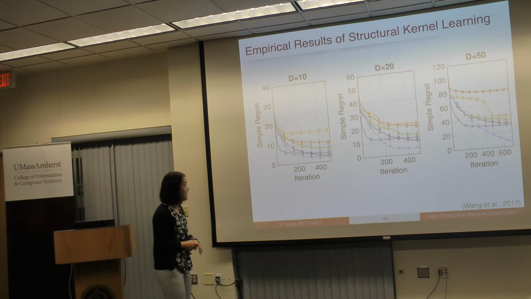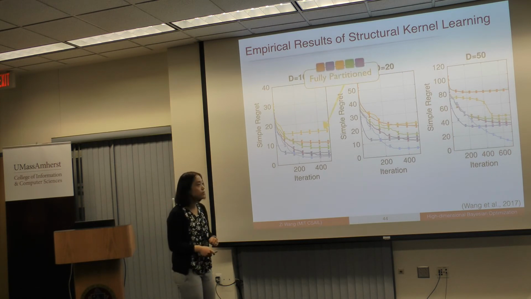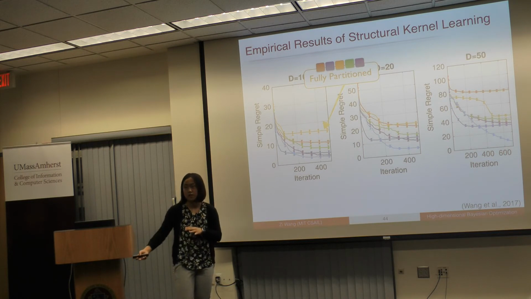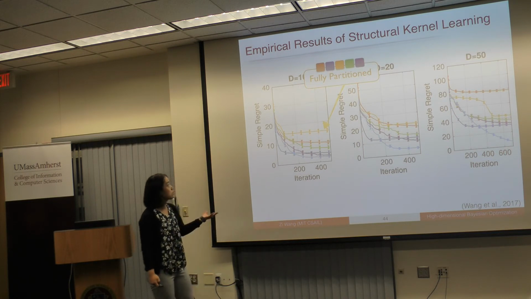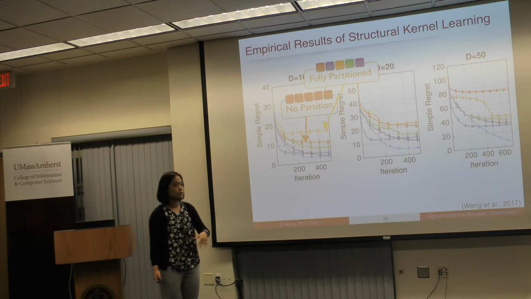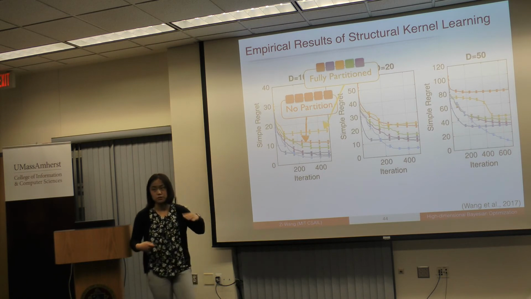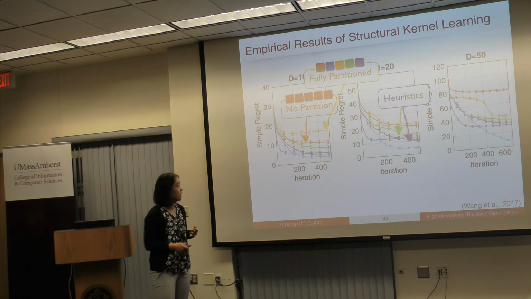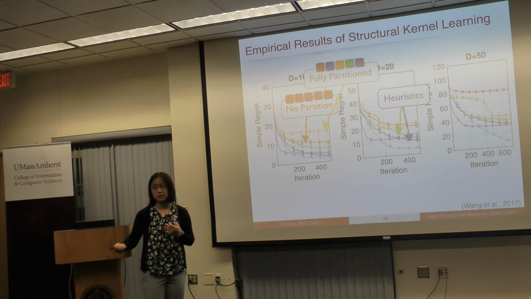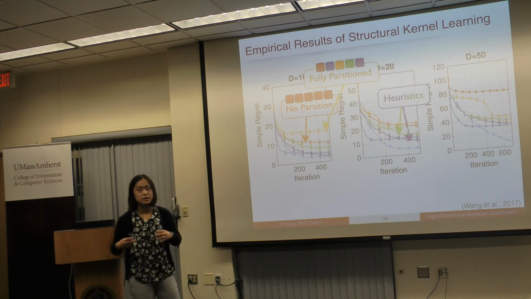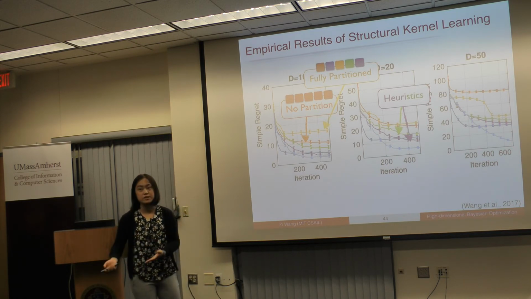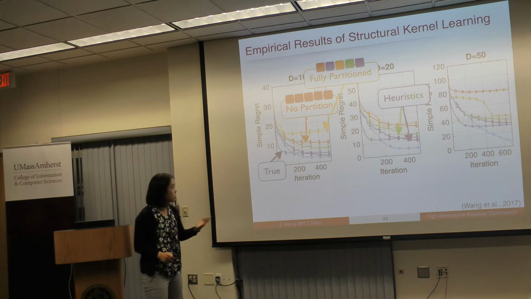We compared our approach to different ways of setting these decompositions. One is using a fully partitioned Gaussian process. Another is without any partition, so using plain Bayesian optimization. Also, two approaches that we call heuristics here optimize the data likelihood with respect to the decomposition structure, and finally the true decomposition.